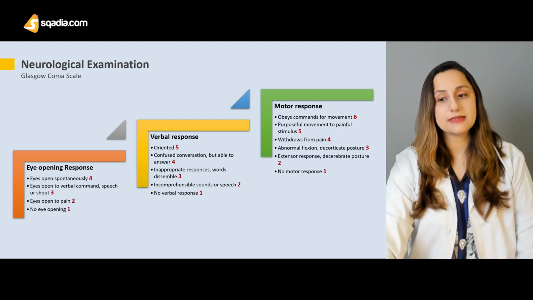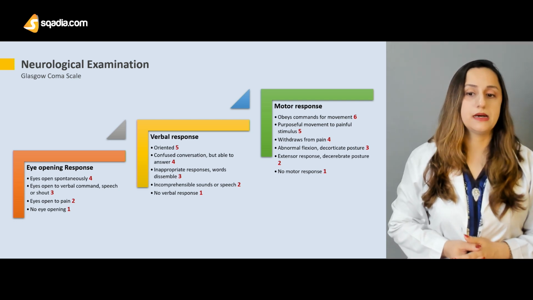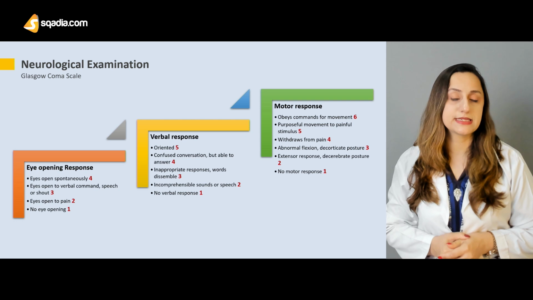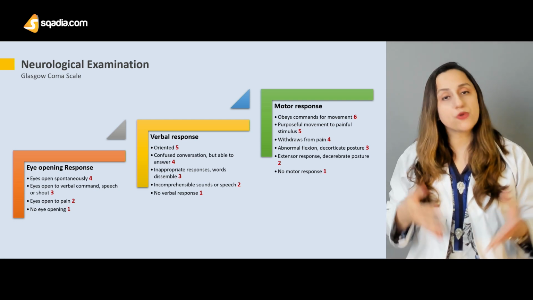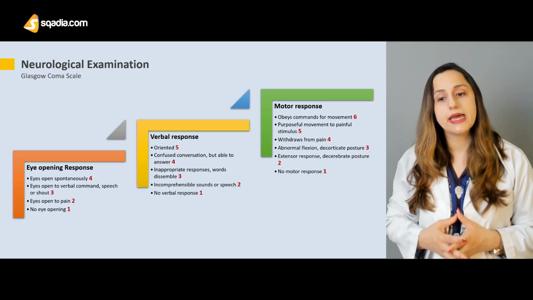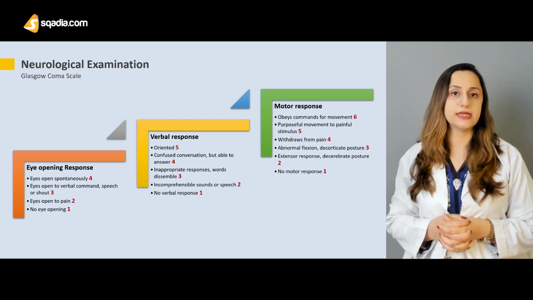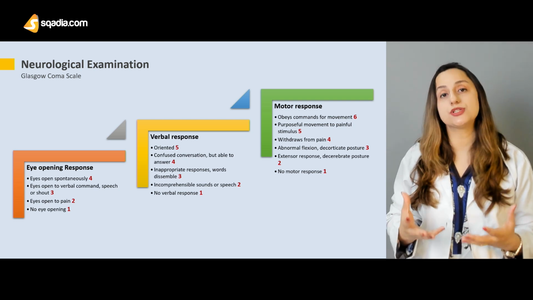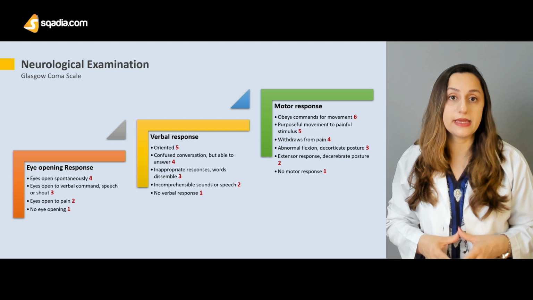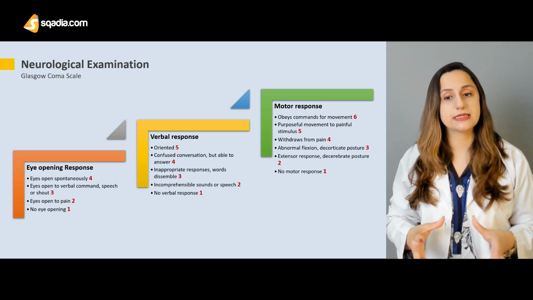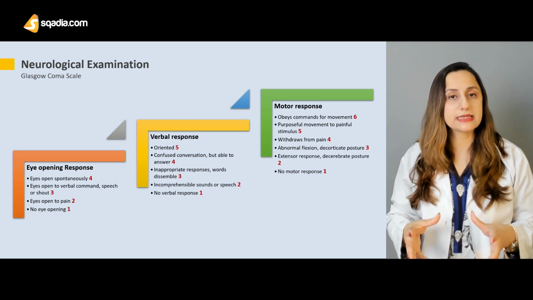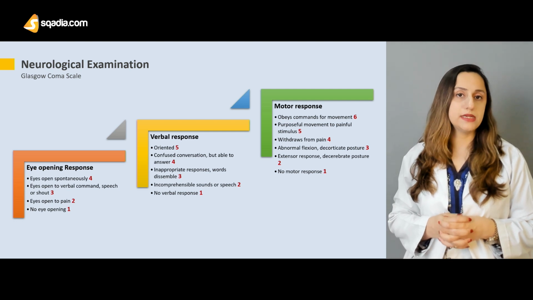Motor response has 6 points in total. If the patient obeys commands, you give a total of 6. Purposeful movements to painful stimuli, the total is 5. Withdraws from pain, the total is 4. Abnormal flexion, decorticate posture, the total is 3. Extensor response, decerebrate posture, gives the patient a total of 2 points. And if there is no motor response, even to painful stimuli, then the total score for this motor component would be 1. So this is how you calculate the Glasgow Coma Scale, and it can be a total of 15 points for the patient.